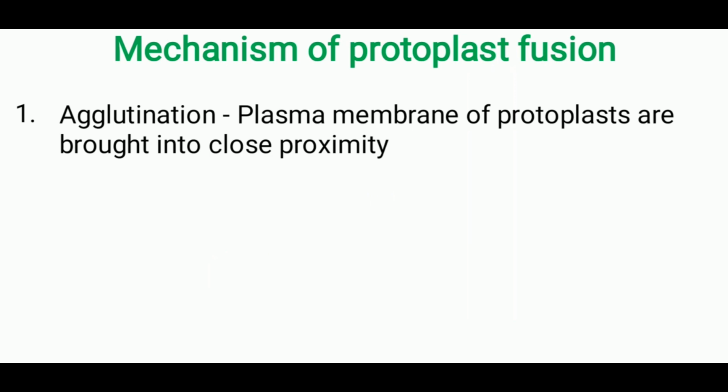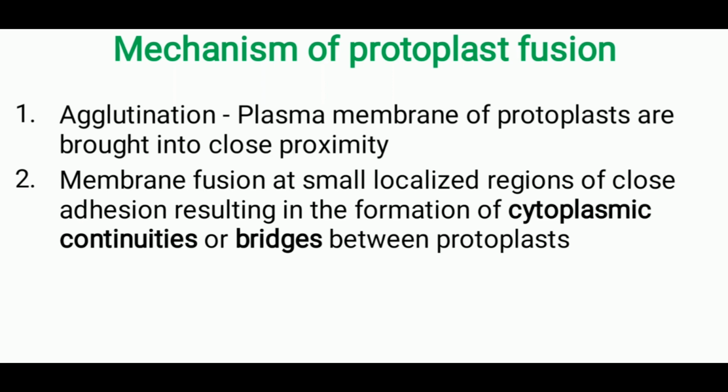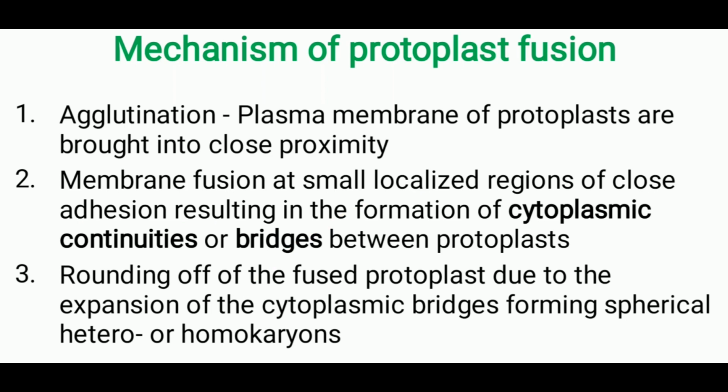Now we will see the mechanism of protoplast fusion. The first step is called agglutination. The plasma membranes of the protoplasts are brought into close proximity and then combined together. The membranes fuse at a small localized region of close adhesion, resulting in the formation of cytoplasmic continuities or bridges between two protoplasts. The rounding of the fused protoplast due to the expansion of the cytoplasmic bridges forms the spherical heterokaryons, or sometimes the same cells fuse and produce homokaryons.